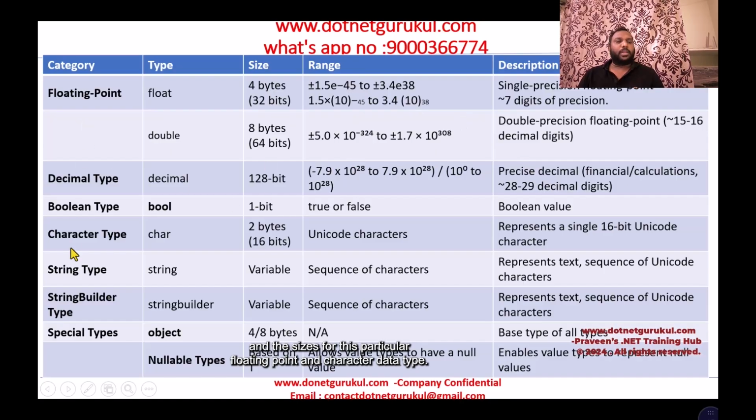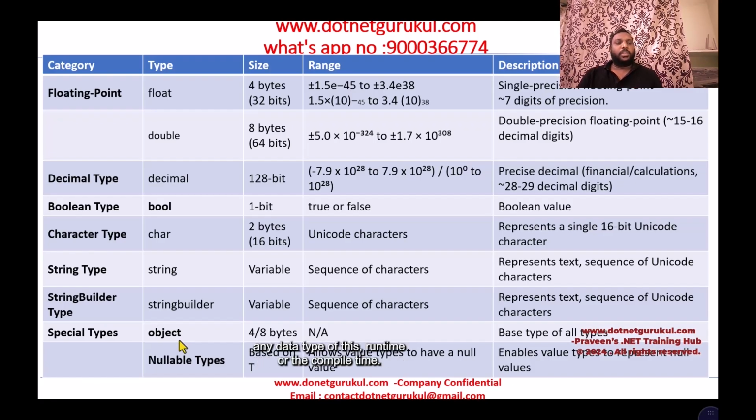For the character data type, we have char, which can hold a single character value and is represented as a 16-bit Unicode character. We'll also have the string data type, StringBuilder, and other data types. We'll also go through object and var, which can hold any data type at runtime or compile time. Let me connect to my tab.